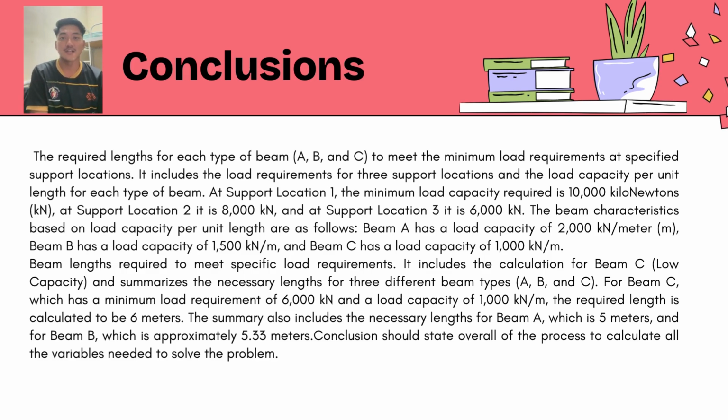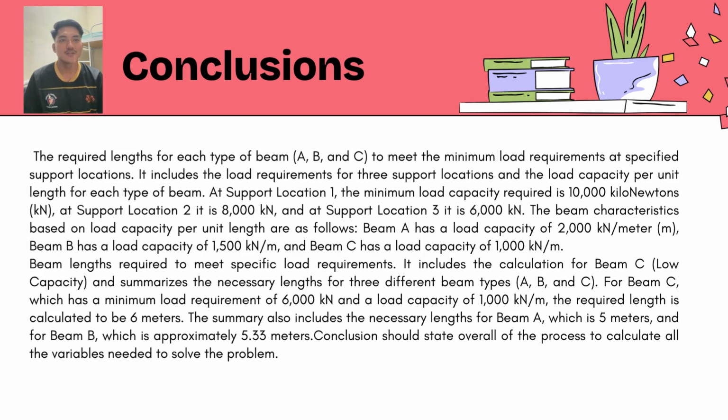Okay, let's go to the last slide, which is the conclusion. The required length for each type of beam A, B, and C to meet the minimum load requirements at specified locations. It includes the load requirement for three support locations and the load capacity per unit length for each type of beam. At support location 1, the minimum load capacity required is 10,000 kilonewtons. At support location 2, it is 8,000 kilonewtons, and at support location 3 it is 6,000 kilonewtons.